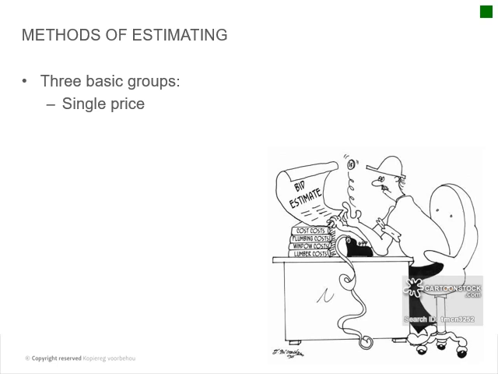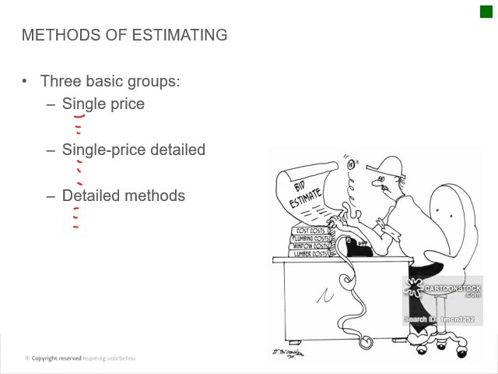We've got our single price methods. We've got our single price detailed methods. And we've got our detailed methods. So each one has 3 estimation methods that we're going to look at. There's more estimation methods, although we only included the 9 most commonly used ones. So very easy to remember. Whenever you answer a question and you have to look at all of them, remember they're divided into 3 categories, and there's 3 underneath each category.